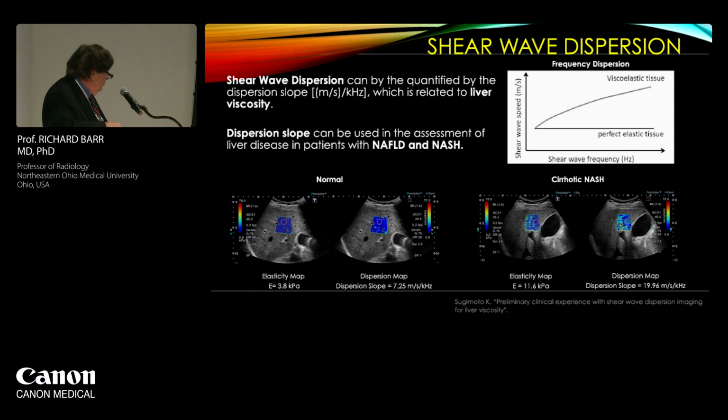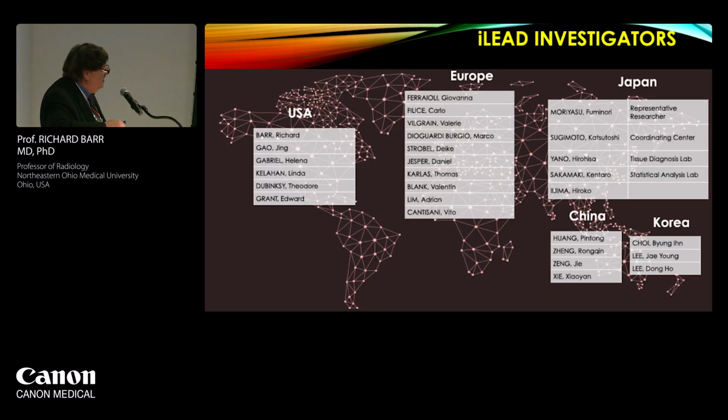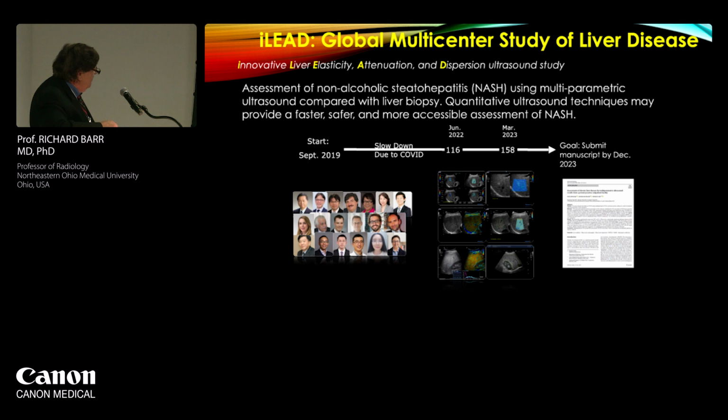And again, here you can see we're doing these measurements and we get not only the liver stiffness, but we get a dispersion slope that tells us how things change over time. We have finished an iLEAD study, which is a multi-center international trial with these people as investigators. Dr. Shigemoto will, on Thursday, give the results. I'm just going to briefly go over that.